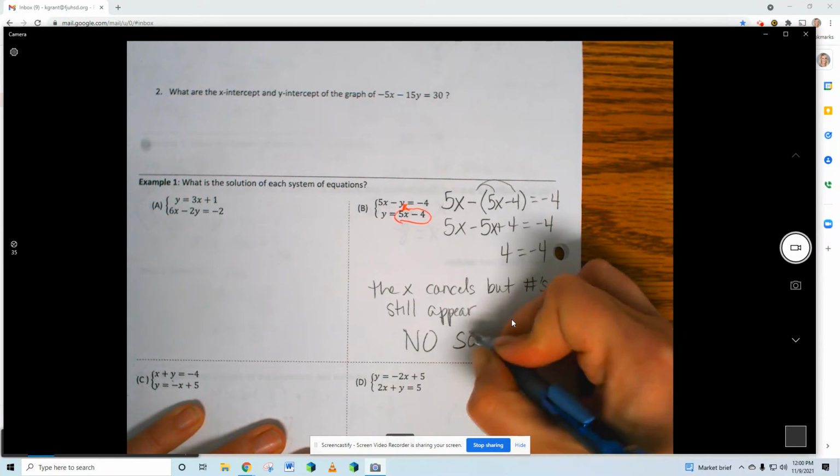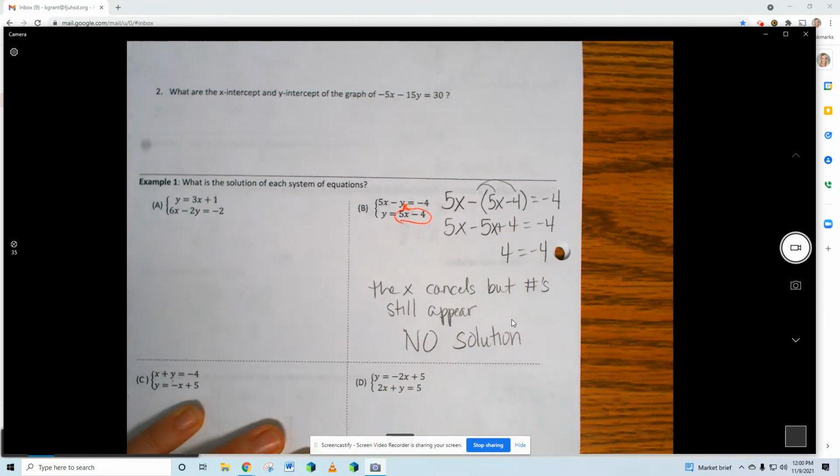This is no solution. How can I solve a math problem when the x value disappears? Make it 0. No, I can't make it 0. You don't solve it. It's no solution. I know. Don't give me that look. Okay.